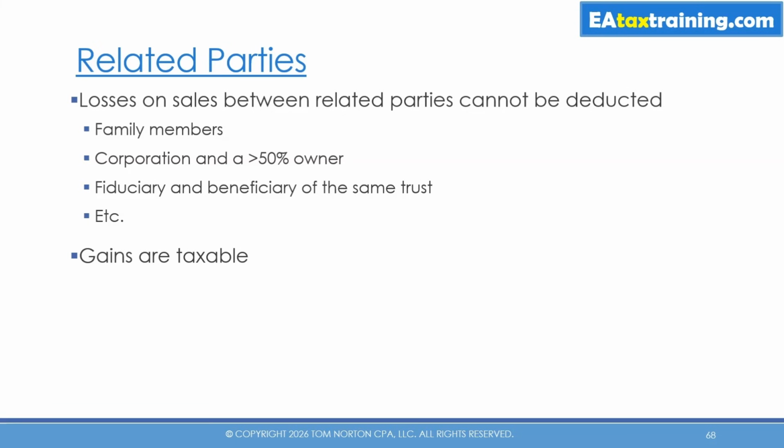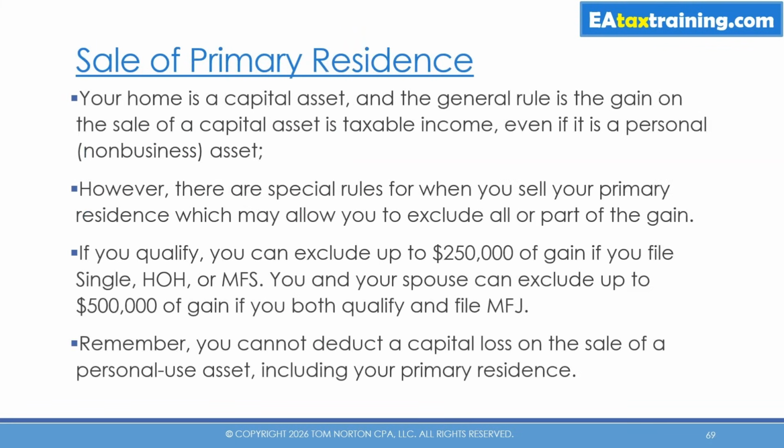However, any gains are taxable. Sale of primary residence. Your home is a capital asset, and the general rule is if you sell a capital asset for a gain, then it is taxable income. However, there are special rules when you are selling your primary residence, which may allow you to exclude all or part of that gain. If you qualify, you can exclude up to $250,000 of gain on the sale of your primary residence if you are single, head of household, or married filing separately. If you are married filing jointly, you can exclude up to $500,000.